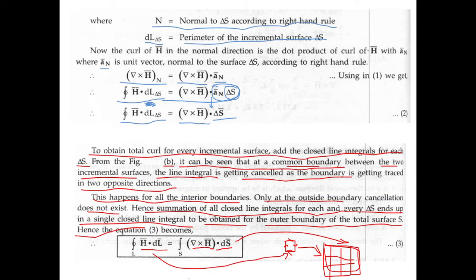Yeah, here you have to note this point. The Stokes theorem is applicable for an open surface enclosed by the given closed path, right? Enclosed by the given closed path. Now here you can see, the line is closed, but the surface is not closed. It is an open surface.